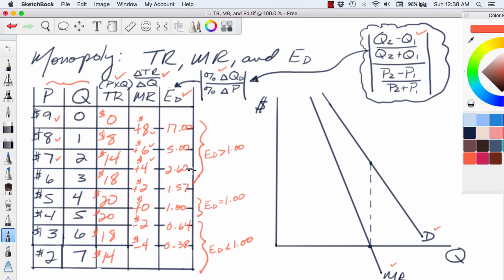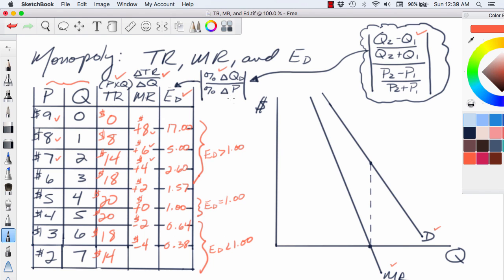Now let's just take a moment and think about this. You can be very mechanical here and you can memorize the rule, but we want to understand the rule too. So you can see here anywhere where MR is positive, ED is greater than 1. Anywhere where the MR is 0, the ED equals 1. And anywhere where MR is negative, ED is less than 1.